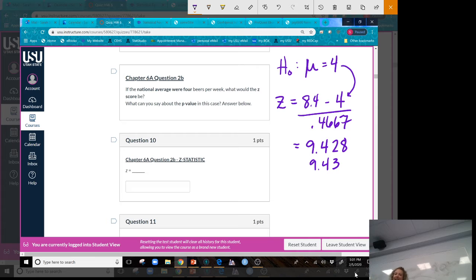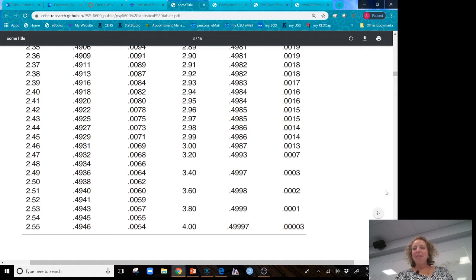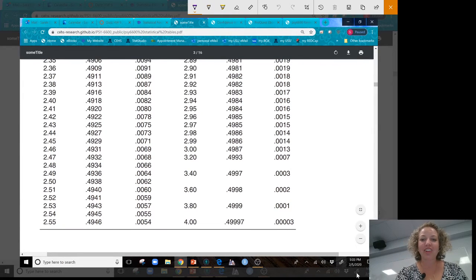So what do we need to do now? We found our z-score. That's for 10. Question 10 says, what's the z statistic, the z-score? 9.43. The next one, question 11, says, what's the p-value? How do we find the p-value? Well, it's on the table, but the table only goes to 4. Why does the table not go any further? It stops when z is 4. We need to go to 9 point something. Because look, what's our beyond area?